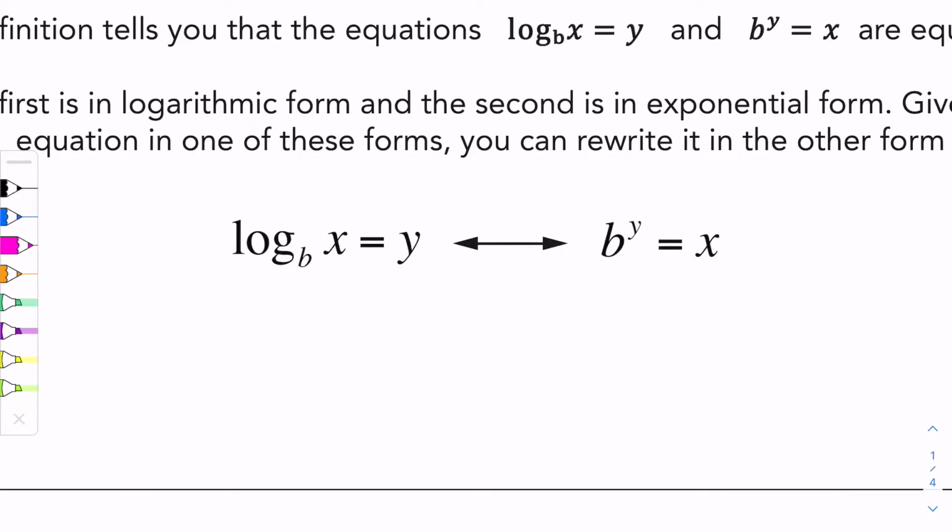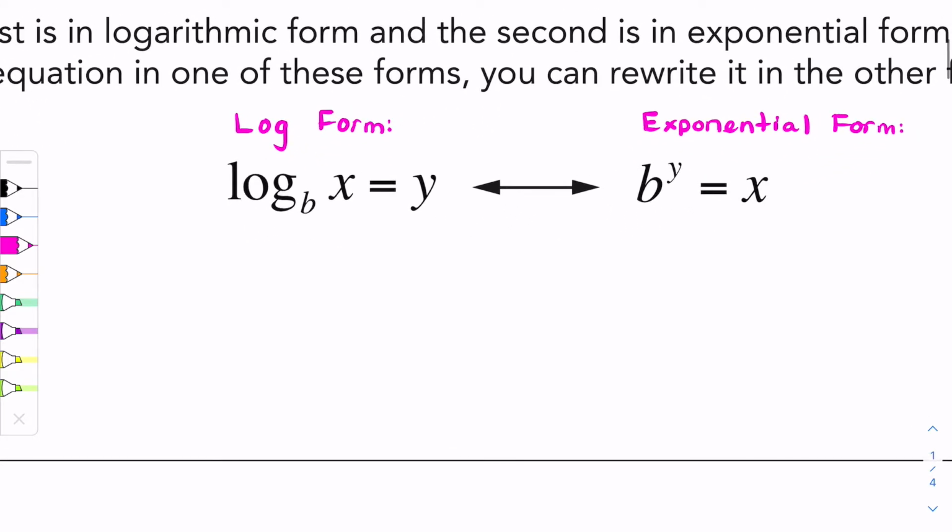Right here you see log form, and right here you see exponential form. So before we start with the conversion process, there's a couple things you need to know about log form. Whenever you have a function in log form, your b value has to be greater than 0, and it can never equal 1. Also, your x value has to be greater than 0.